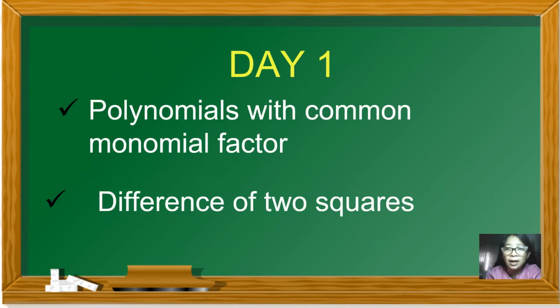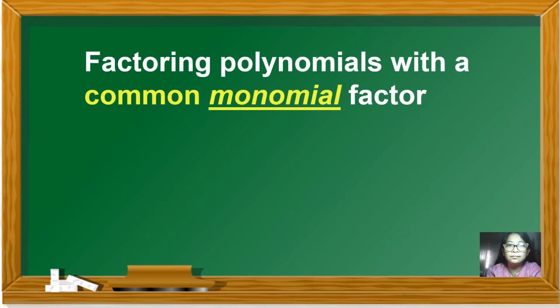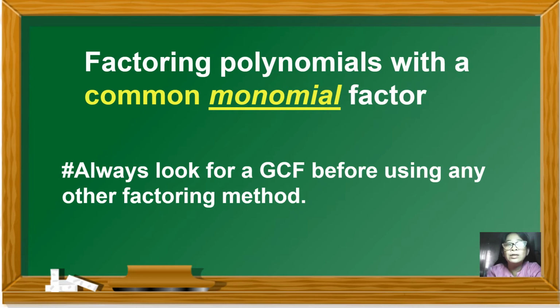Okay, for today we will be only discussing factoring polynomials with the common monomial factor and factoring the difference of two squares. So under factoring polynomials with a common monomial factor, always remember to always look for the GCF before using any other factoring method.